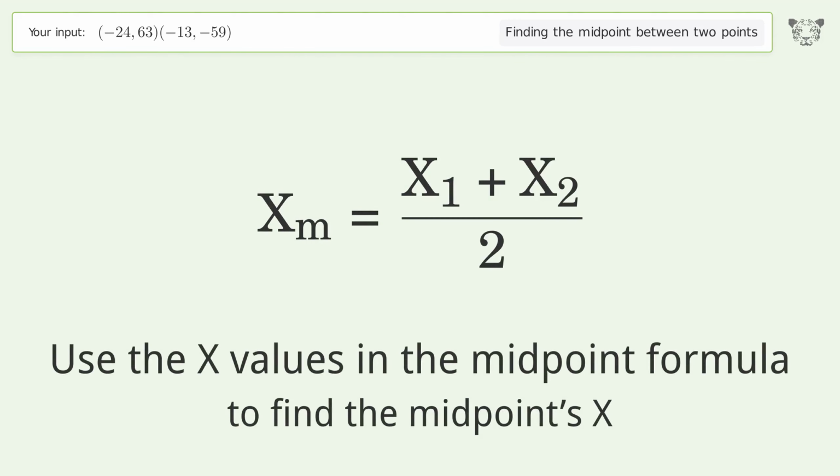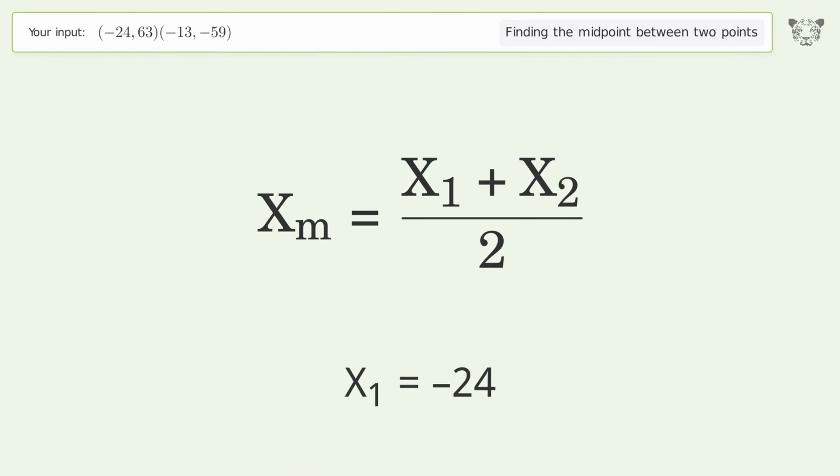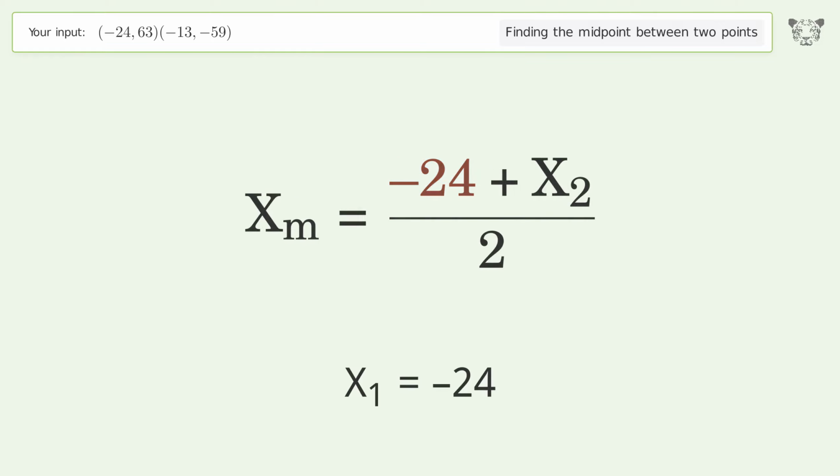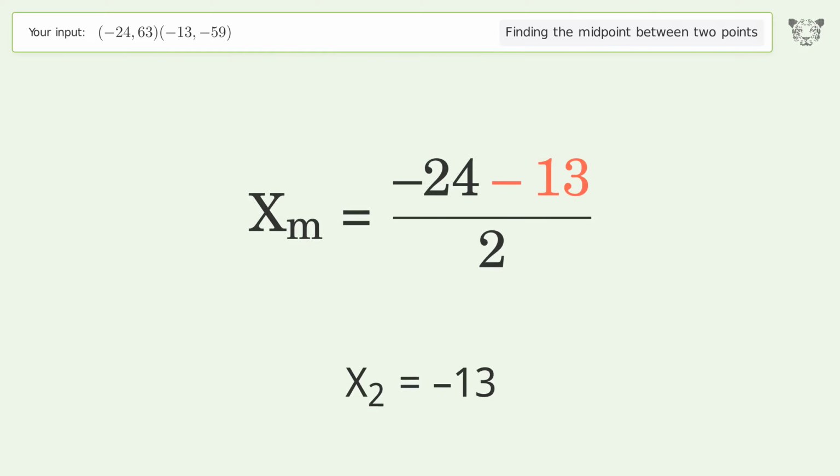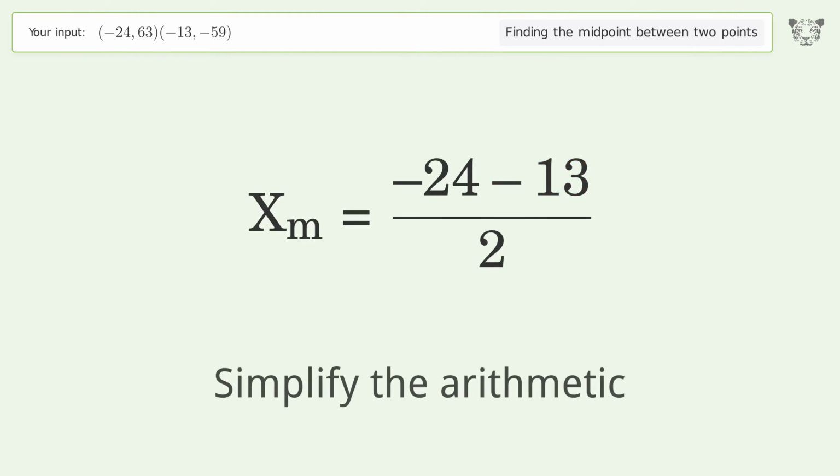Use the x values in the midpoint formula to find the midpoint's x. x1 equals negative 24. x2 equals negative 13. Simplify the arithmetic.